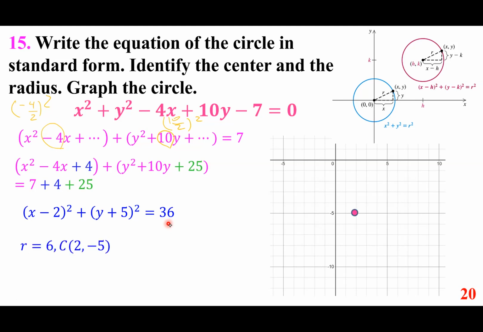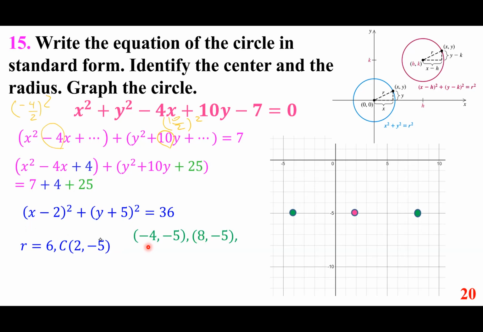We put the center at (2, -5). This is the axis we have. So because the radius is 6, we're going to go 6 units to the right and left. We're going to go 6 units up and down. So right and left, that means this is the number that you deal with. Right, you add 6, left, you subtract.